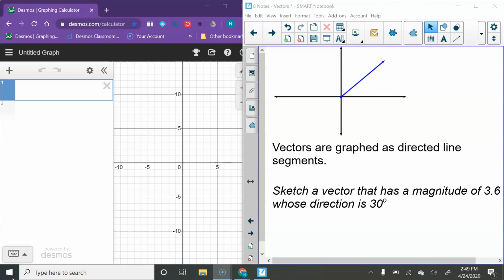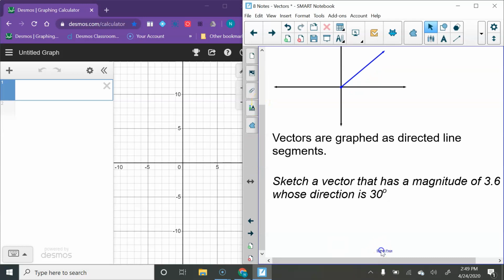Okay, so here is an example of a vector, and that vector is graphed as a directed line segment. It looks like what we would call a ray. It's got an end point here, and then it's got an arrow on the end. However, that arrow indicates the direction that it's going. It's not like a ray in that it goes on forever and ever. So that line has a certain length. It also has an angle right here that is the angle it makes with the x-axis, so that's its direction.